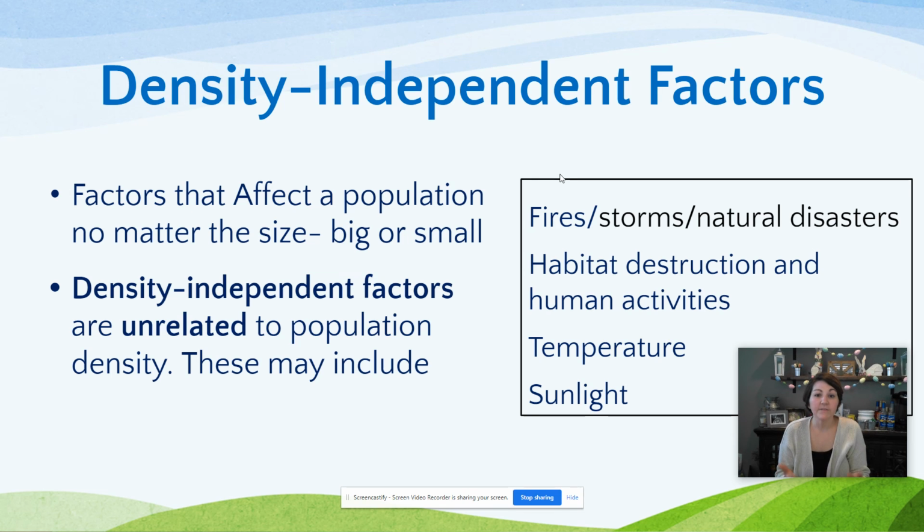All right, that's all I have for the type of growth. Exponential, which is unlimited. Logistic, which is limited by limiting factors. Boom and bust, the relationship between predator and prey. And then again, the two types of limiting factors, density dependent and density independent.